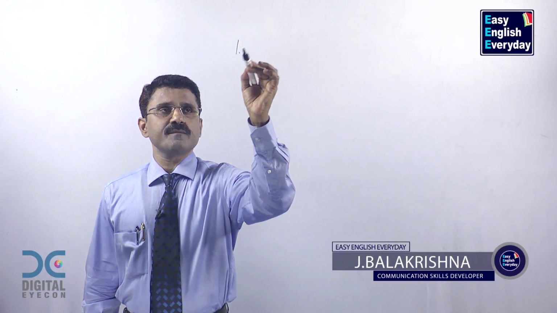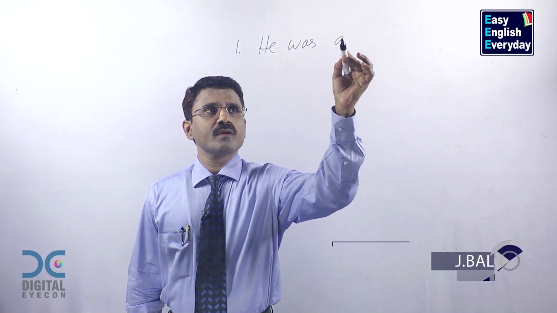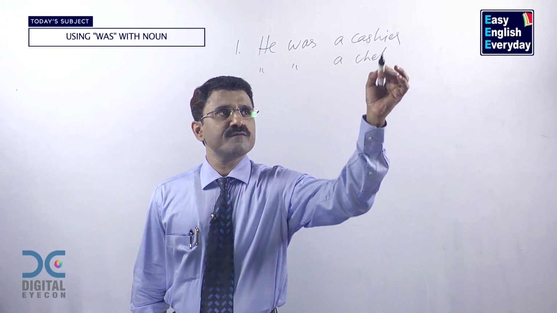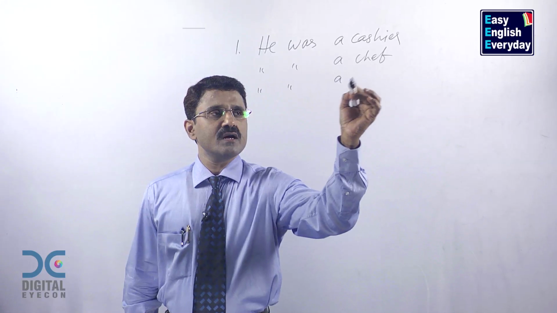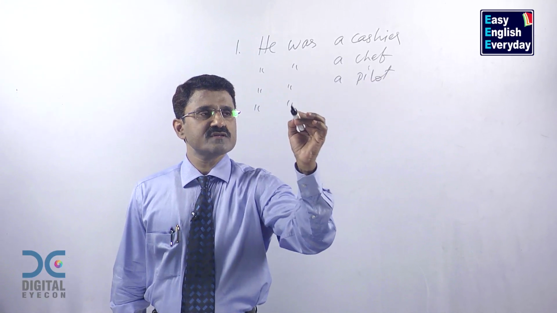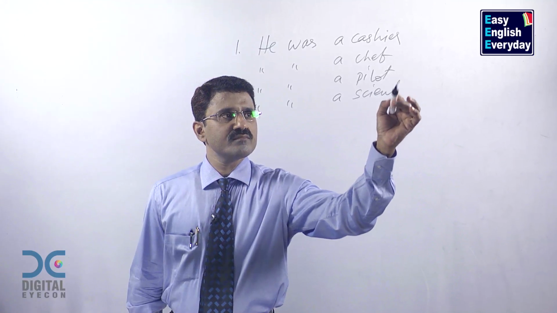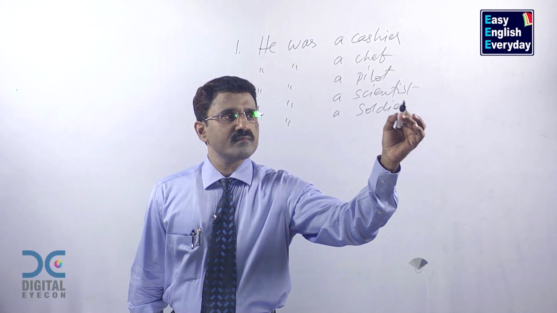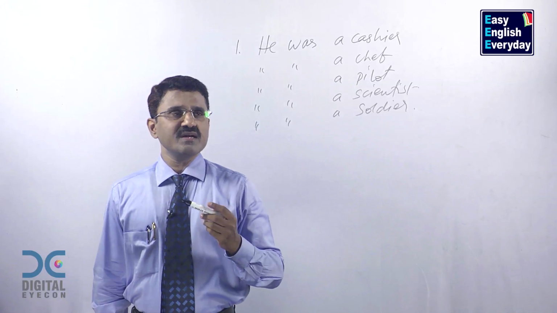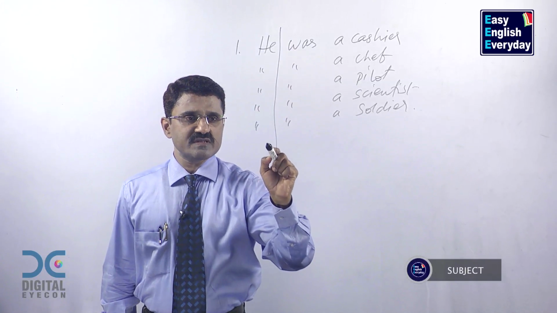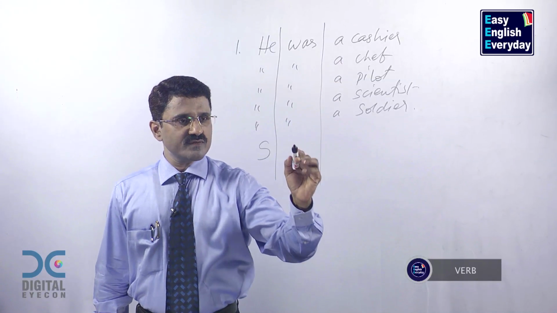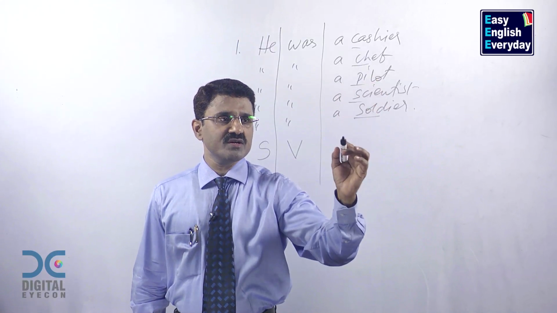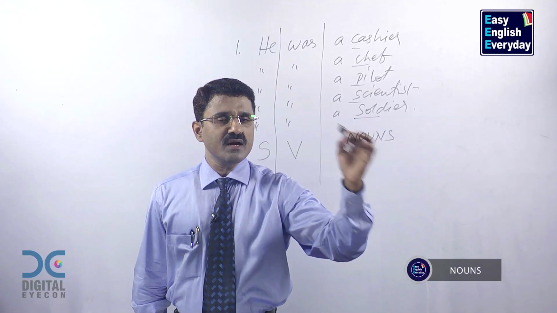Look at these sentences. He was a cashier. He was a chef. He was a pilot. He was a scientist. He was a soldier. In this way, you can make a large number of sentences. This part of the sentence is called the subject, and this part of the sentence is called the verb. Soldier, scientist, pilot, chef, cashier, all these are called nouns.